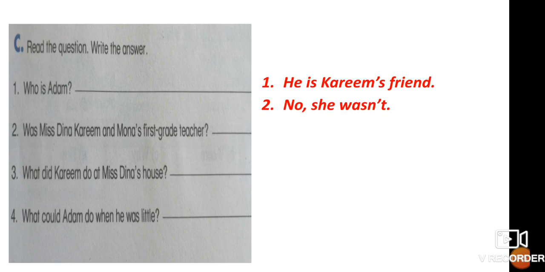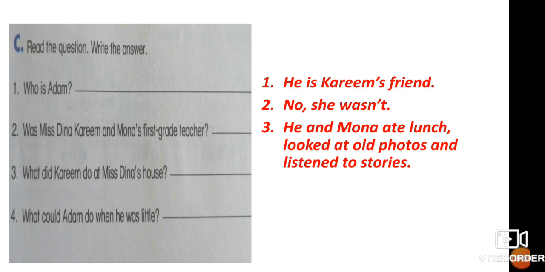What did Karim do at Miss Dina's house? He and Mona ate lunch, looked at old photos, and listened to stories.